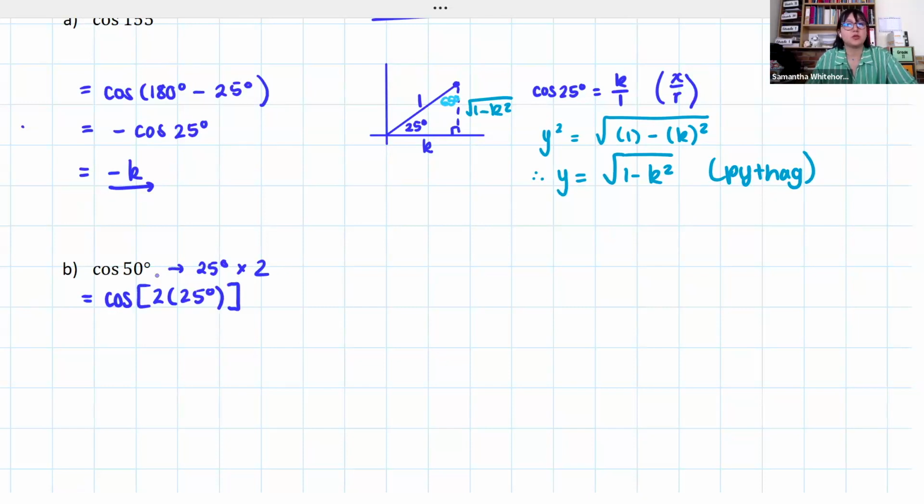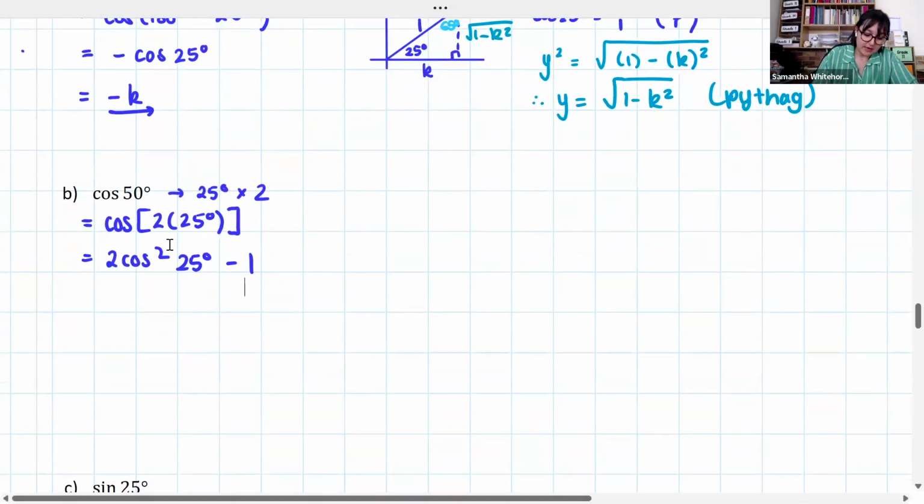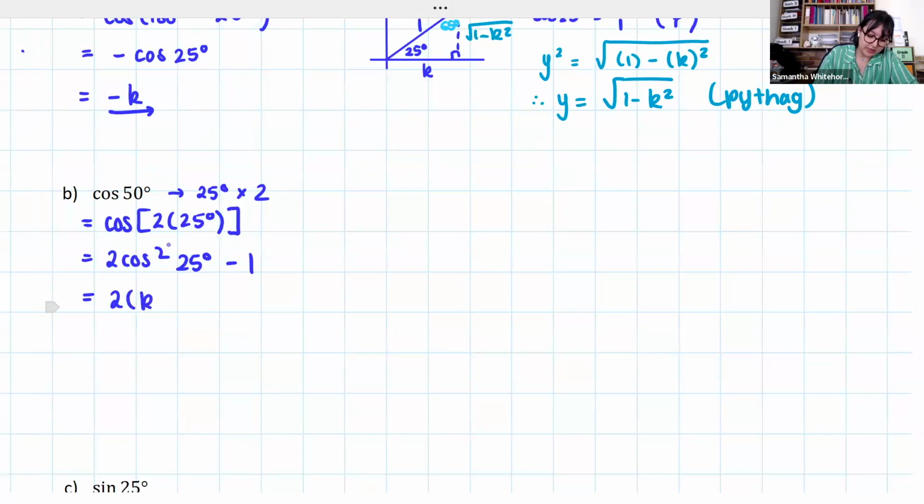Again, it makes no difference which one you want to apply. You already know what cos is. So I would go with the formula that deals with cos. And so that would be 2 cos squared 25 degrees minus 1, because you already know what cos 25 is. Cos 25, remember, is k. So this would be 2 times k squared minus 1. And so cos 50 is 2k squared minus 1. We've written this in terms of k.